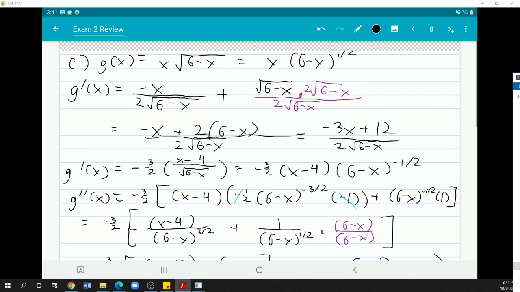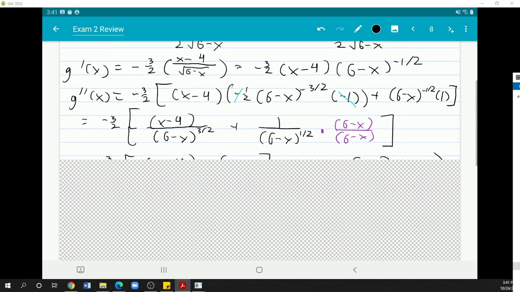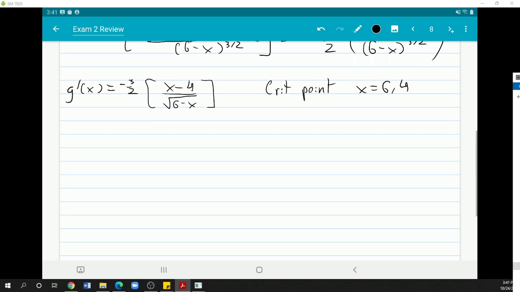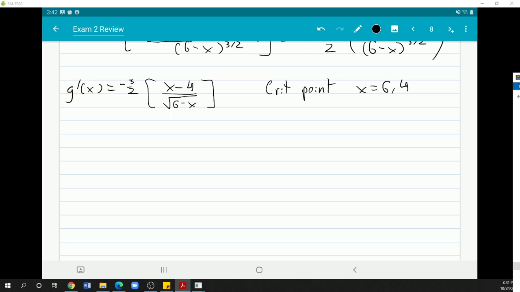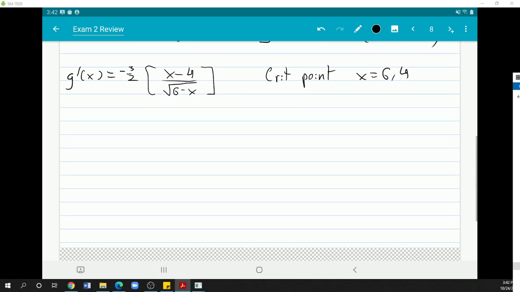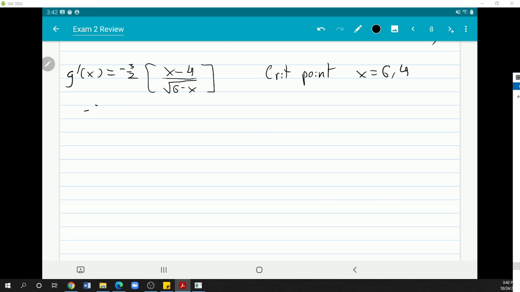And one thing to keep in mind, this function is only defined if x is bigger than 6 anyway. So there's no reason to check on the other side. So critical points at 4 and 6. Sorry, if x is bigger than 6, this function stops being defined. So we hit a hard stop there. So we're allowed to plug in 4, but we can go ahead and stop at 6. So minus 3/2, I'm going to tally down, x minus 4, square root 6 minus x, and I called it g. So g prime of x.